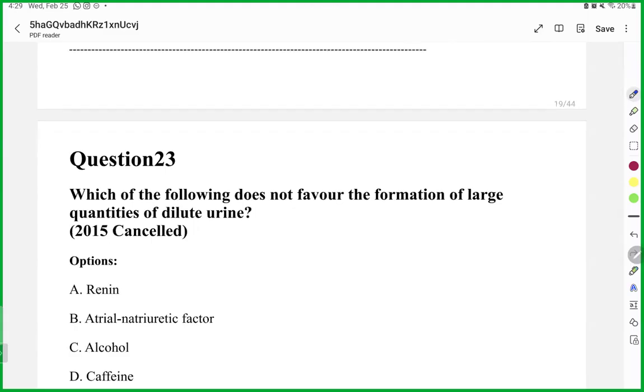Which of the following does not favor the formation of large quantities of dilute urine? Caffeine, it's dehydrating. It will not favor the formation of large quantities. ANF, ANF, ANF. Is it ANF? Not favor the large quantity of dilute urine. All of the others will favor dilute urine. ANF will decrease.